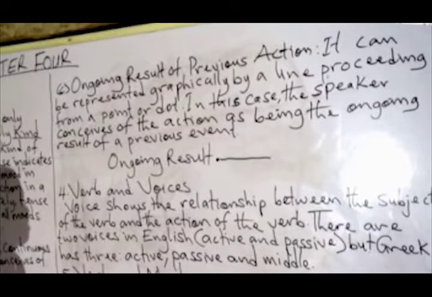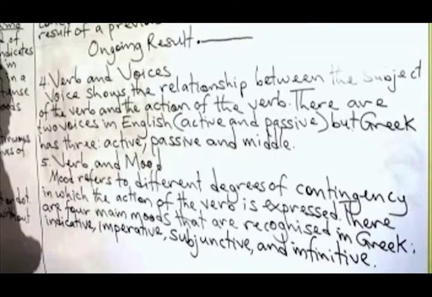The fourth characteristic of verb is voice. Voice shows the relationship between the subject of the verb and the action of the verb. There are two voices in English, active voice and passive voice. But Greek has three voices: active, passive, and middle.